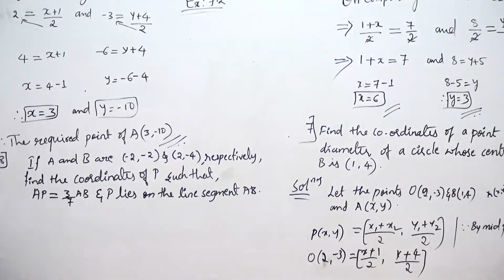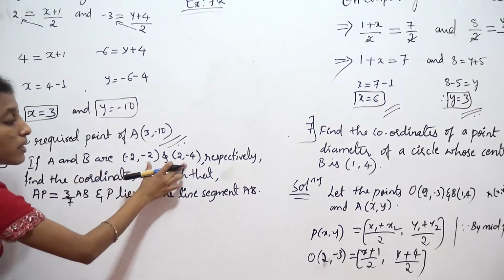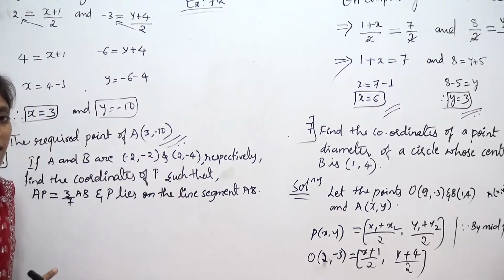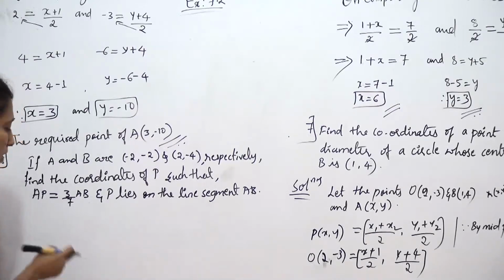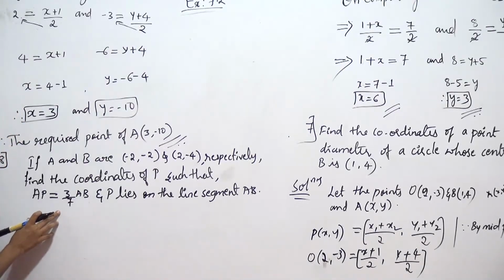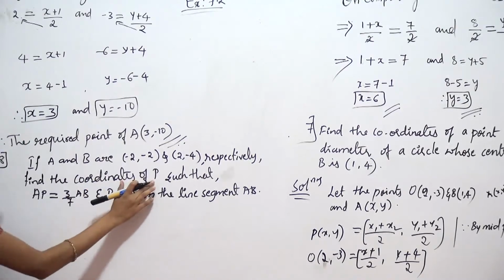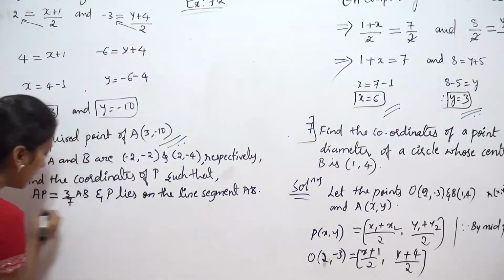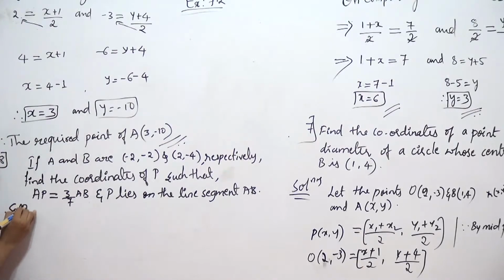So dear students, try to understand this sum, because they gave you the A and B coordinates, but they didn't give you any ratios. So indirectly they give you a ratio, that is AP is equal to 3/7 of AB. Okay, then P is, let us discuss with the diagram.